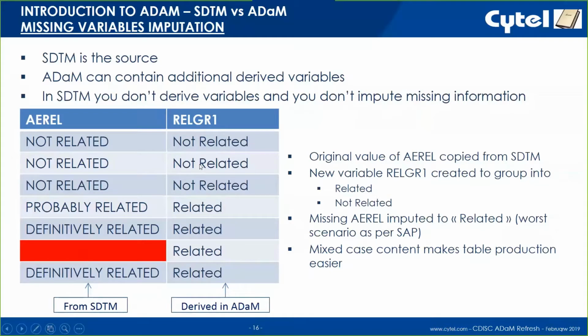You can see also here we made a grouping, meaning that in the CRF the relationship was collected through different levels of severity of the relationship, while in the analysis we need only to say whether the adverse event was related or not. So here we use this variable to make an imputation, but also to make some grouping of relationship.